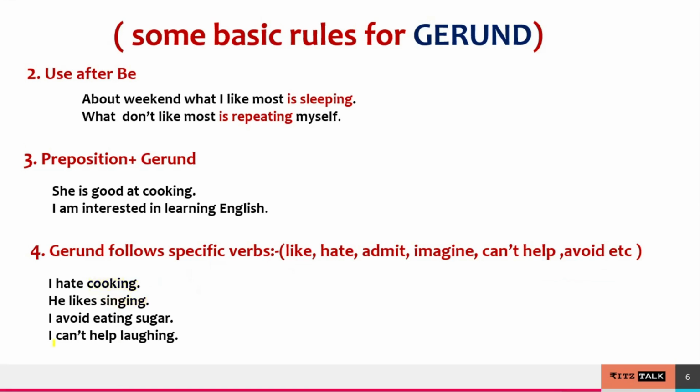Is it clear? Yes. So I avoid eating sugar. What is this? Okay, this word: I can't help. What is the meaning of this? मैं हंसे बिना नहीं रह सकता हूँ. So I can't help laughing. I couldn't help laughing. मैं हंसे बिना नहीं रह सका. So remember these verbs. इनके बाद always हम gerund लगाते हैं. यदि आपके इस तरह का सेंटेंस है तो ठीक है.